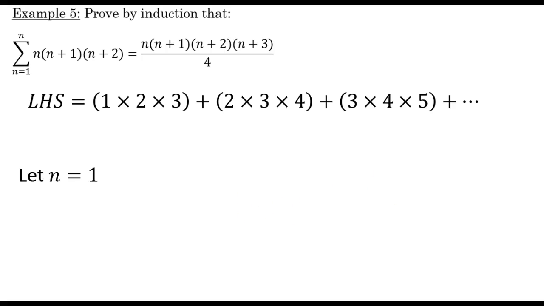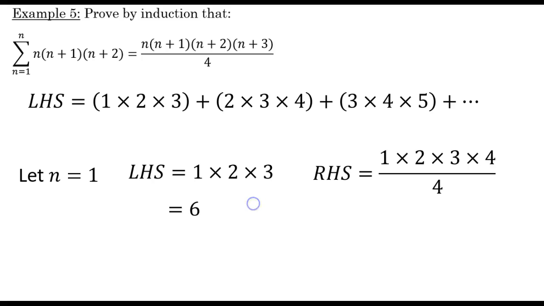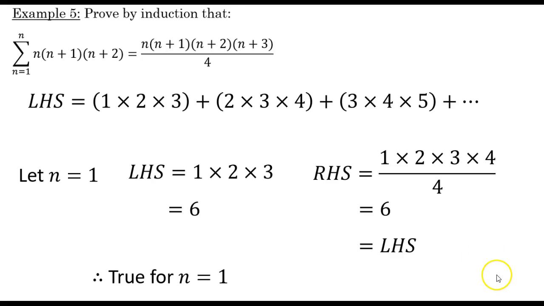Now, if n equals 1, my left-hand side, I just want the first term, equals 6. My right-hand side will be 1 times 2 times 3 times 4 over 4, which is 6, which is the left-hand side. So this statement is true for n equals 1.